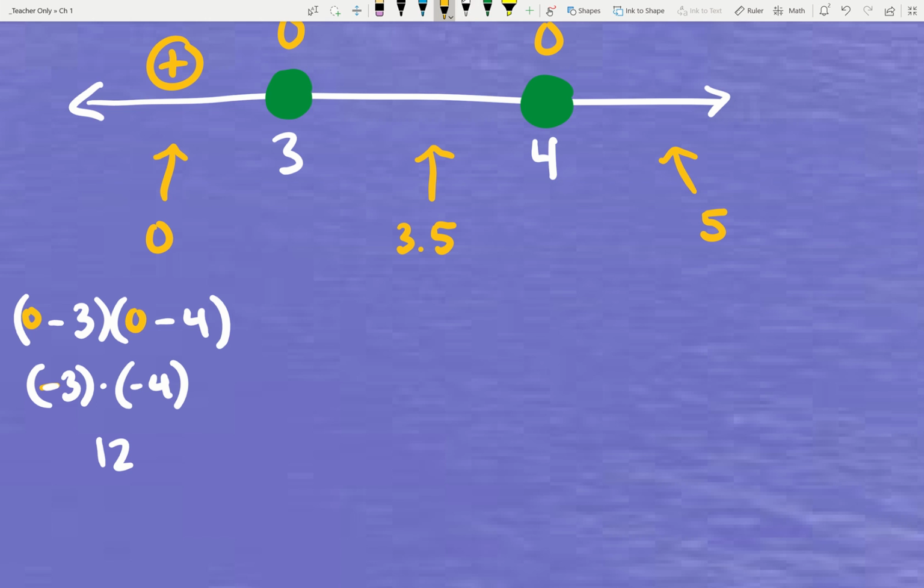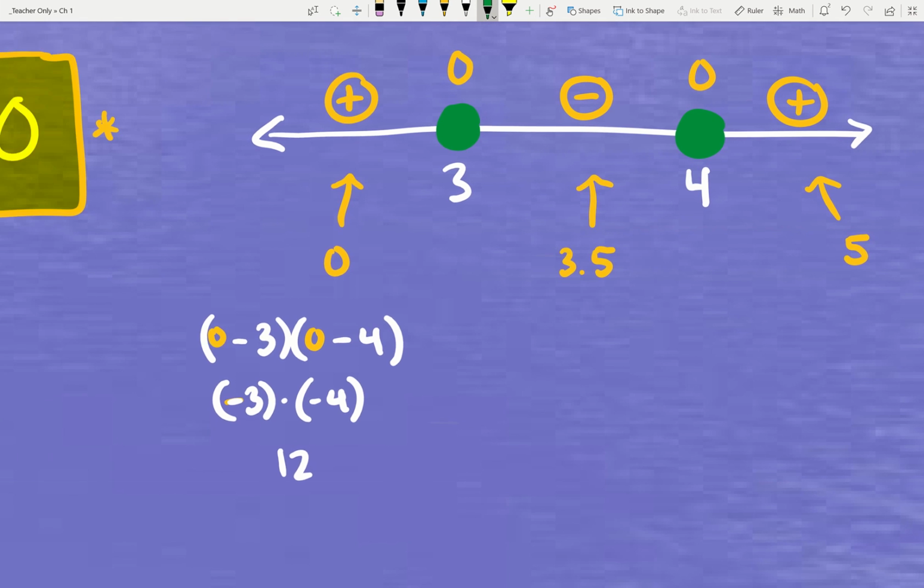If I were to do the same thing for the 3.5 and plug that in, I'm not going to show those calculations here. I'm just going to say that when you plug that into your factored form, you end up with a result that is negative. And then when you plug in 5, it's the same as the first case: you end up with something positive, okay? So just trying to save some time in the video.